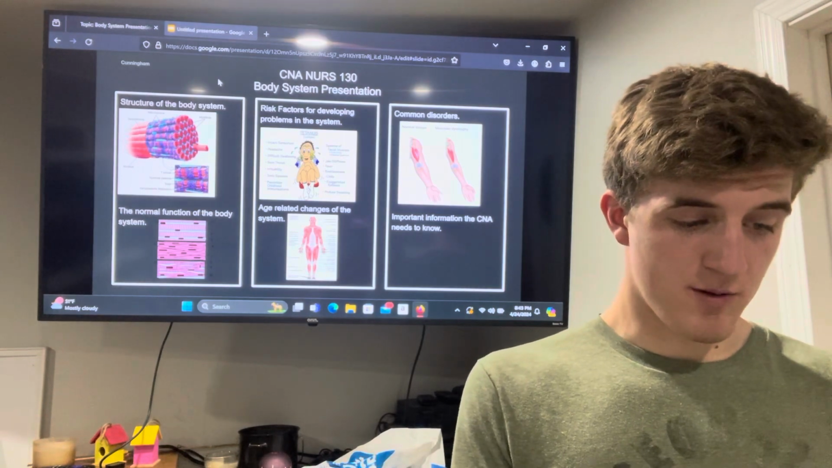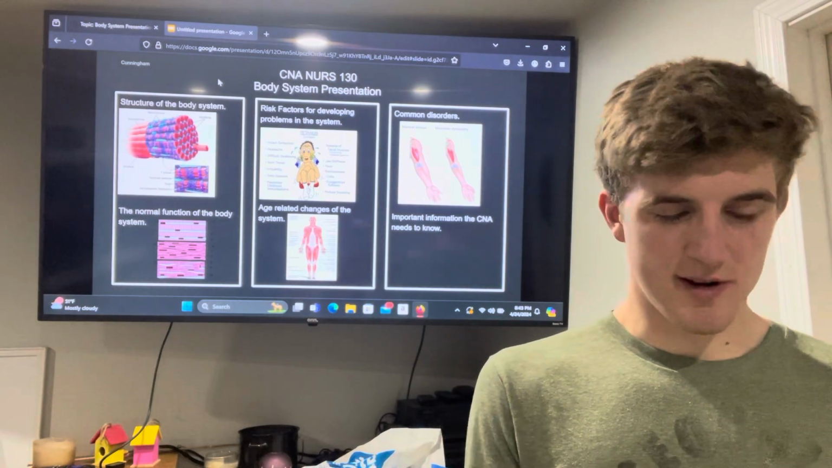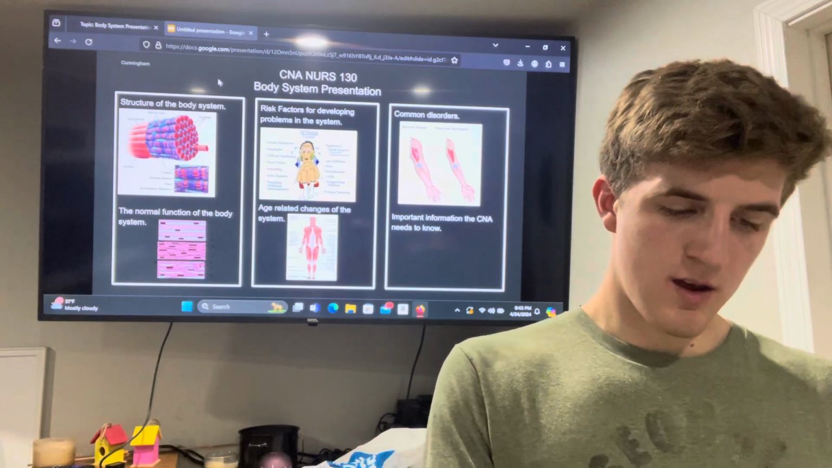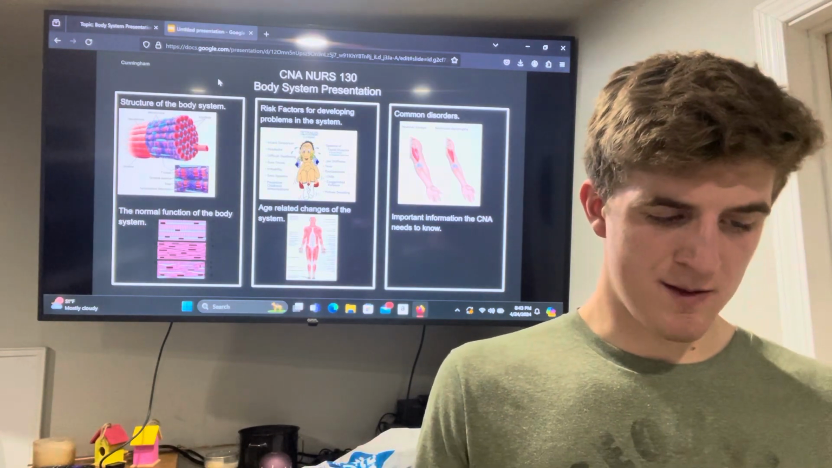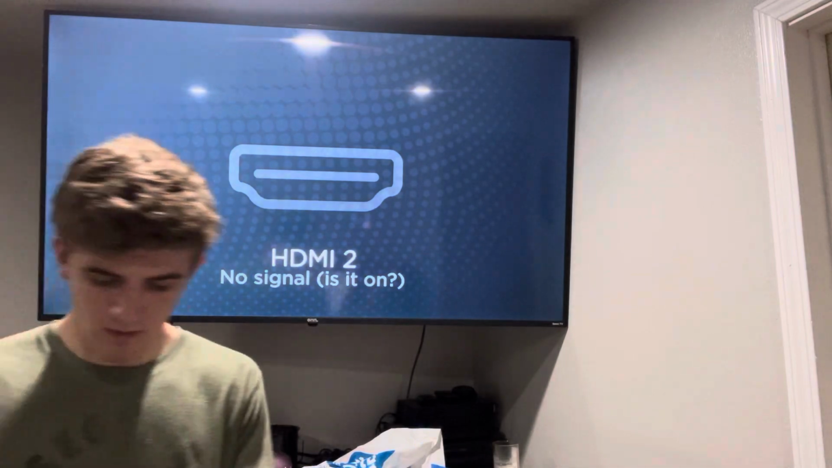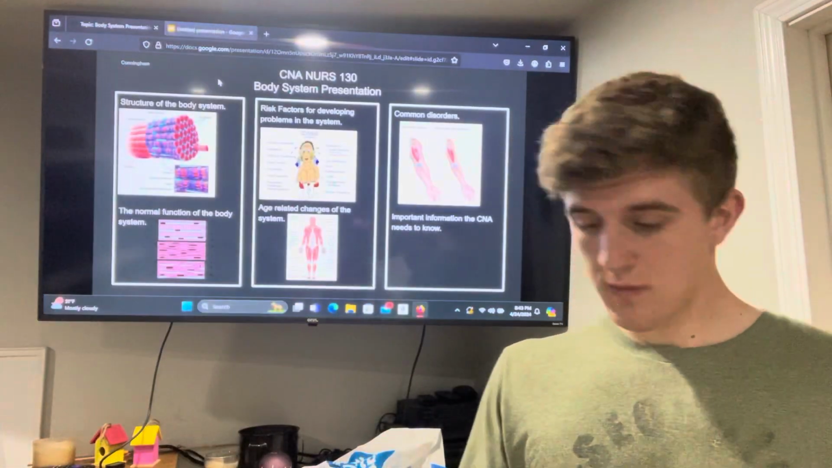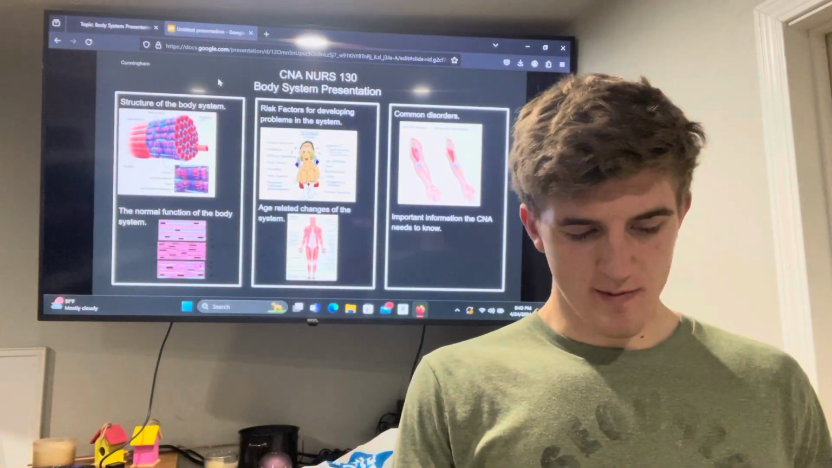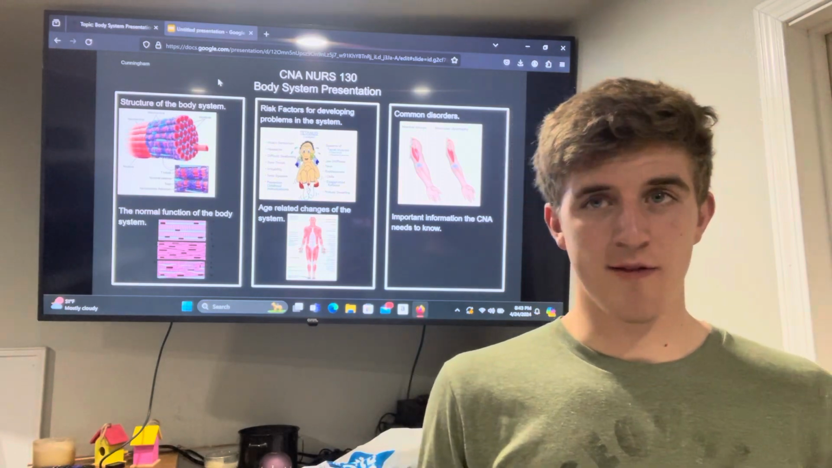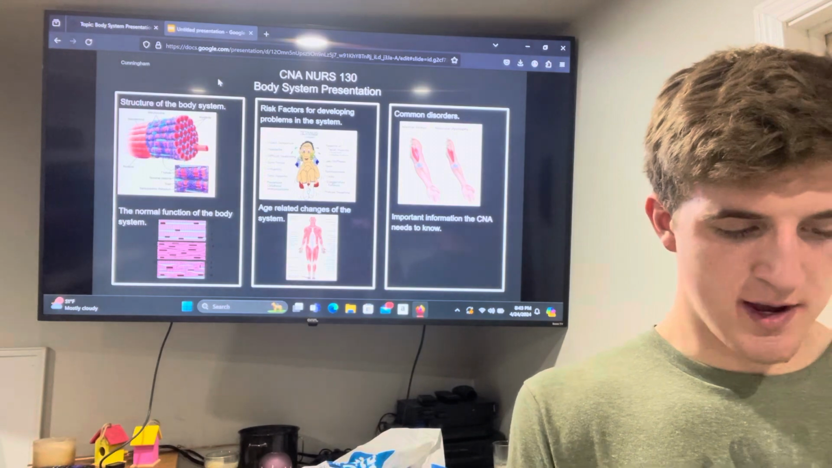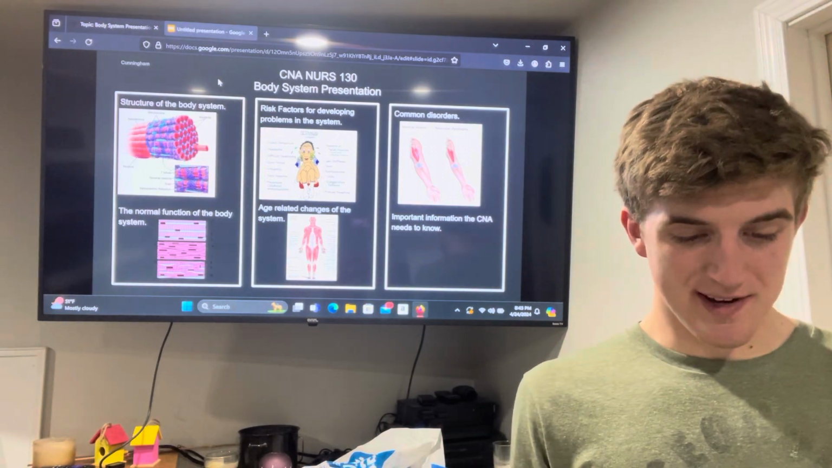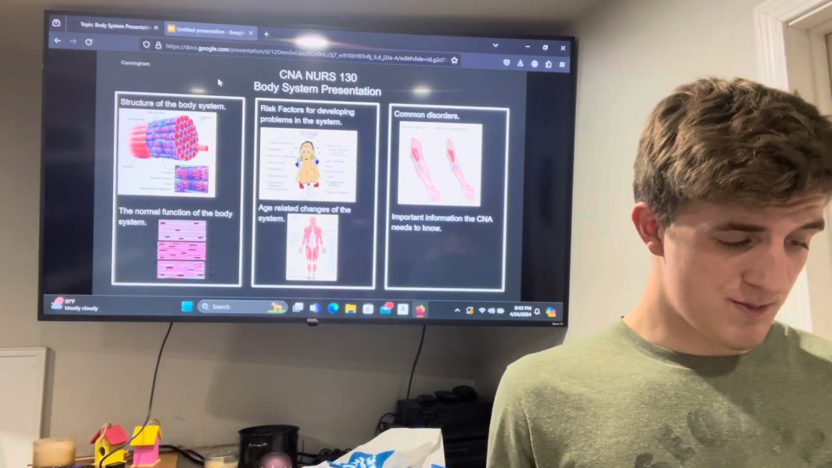Strain is another one, which is an injury to the muscle when it is stretched too far. This can include pain, swelling, muscle spasms, and limited ability to move the muscle. Some ways to fix it are with rest, ice, compression, and elevation.